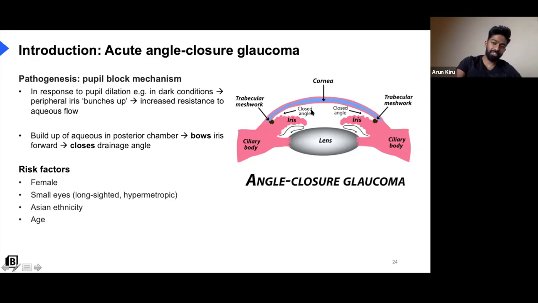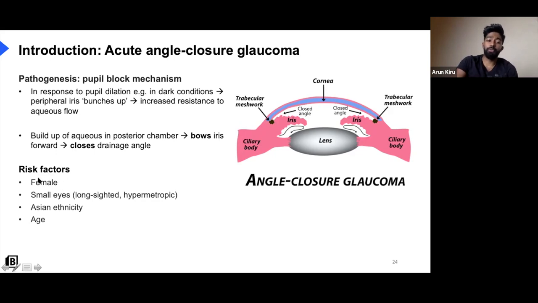What happens is there's less drainage, so more aqueous starts to build up towards the posterior chamber and actually pushes this iris forward even more, narrowing that angle. It starts like this and suddenly it closes, and then it's completely shut. So you get this feedback mechanism where it starts when you go into dark conditions and then it gets worse and worse, and then you get really intense pain when you just can't drain any more fluid. And this is what happens with acute angle closure glaucoma.